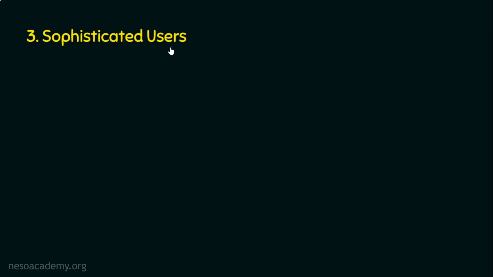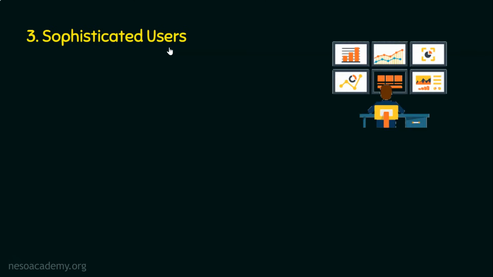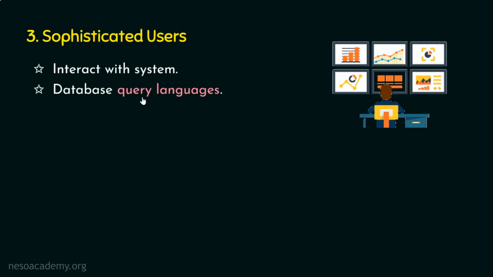We know naive users are unsophisticated users, but now we are talking about sophisticated users. So obviously they know the nooks and corners of the system, and they also know how to interact with the system. These sophisticated users use the database query languages because they know how to interact with the system. Let's take the database administrator as an example. He is a sophisticated user. How? He knows how to write queries in order to fetch the information from the database. So sophisticated users, for example the database administrator, know how to use the database query languages.